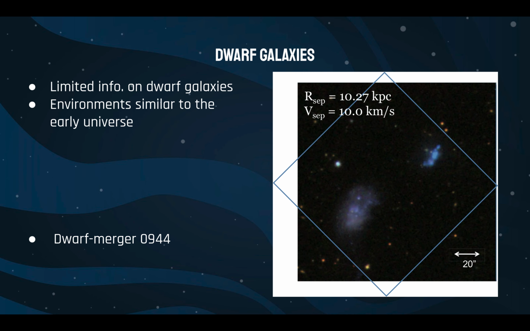And so what you see on the right is an image of the galaxies I chose to work with and analyze over the past few weeks, known as DM0944 for me. As shown by the key, these galaxies have a radial separation of roughly 10 kiloparsecs and a velocity separation of 10 kilometers a second. Down in the bottom right identifies that the distance shown is 20 arcseconds, which is equivalent to a distance of 2 kiloparsecs. But this is just to give you a rough idea of the distance between both galaxies.